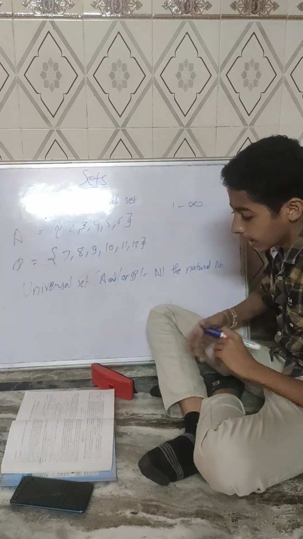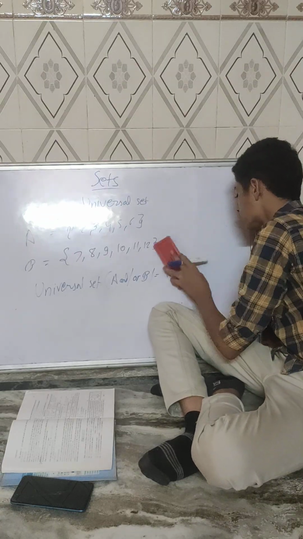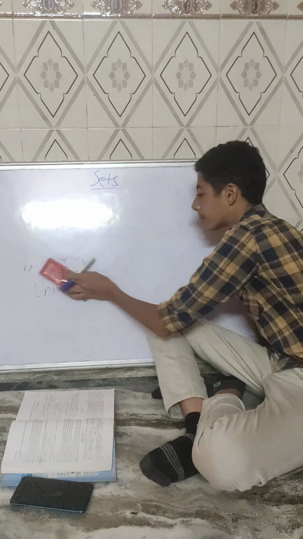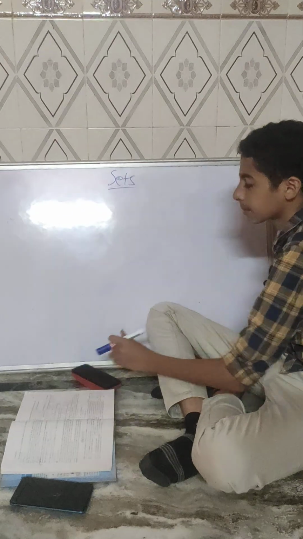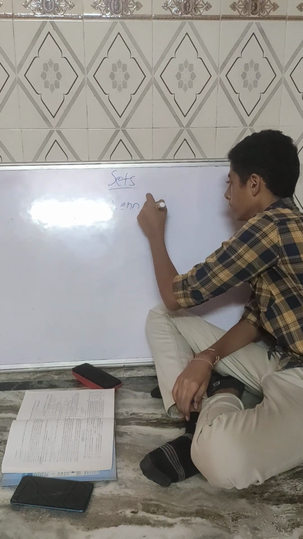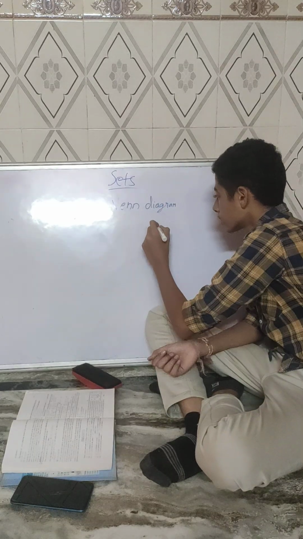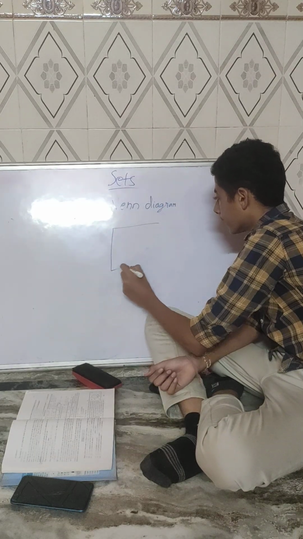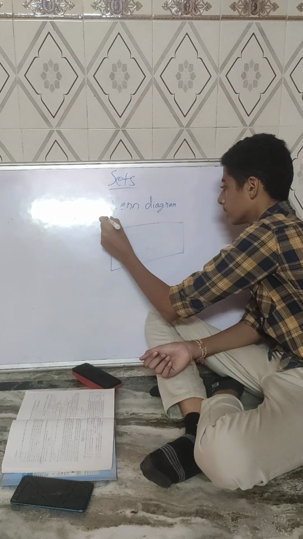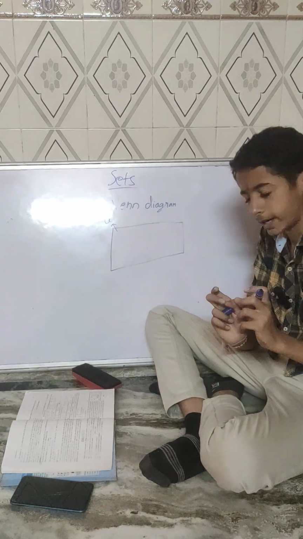Now let's come to the next topic, which is Venn diagram. Venn diagram helps in representing the set, power set, subset, and universal set. So the topic is Venn diagram. Now how do we form it? First of all, we have to make a rectangle. This rectangle represents the universal set.